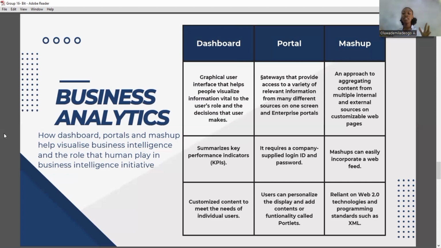Then a mashup can easily be incorporated into a website such that users get new information; users here means the customers, the employees, and so on. Then mashup is reliant on Web 2.0 technologies and programming standards such as XML. Web 2.0 gives mashup an advantage such that users can use it and it ensures interoperability among users.